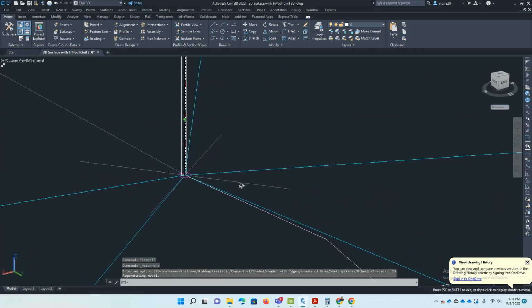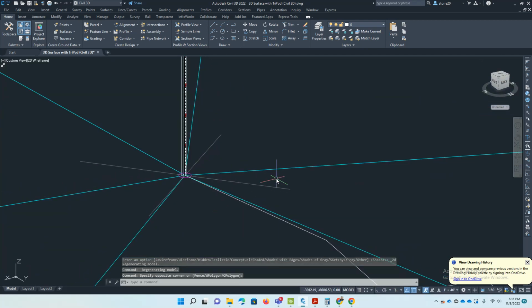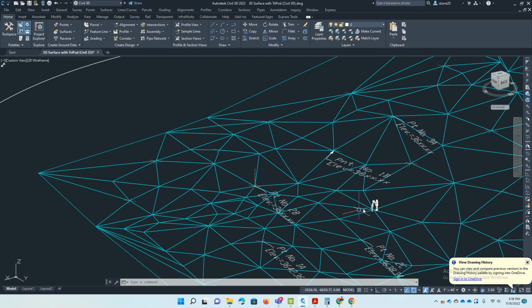Is it going to be 45.25? Let's find out. Using my handy ID command, I'm going to ID that point right there. We have 45.25. Very, very good. So that's how we do pluses and minuses. My next video will show you how to do a turn point off of this point.